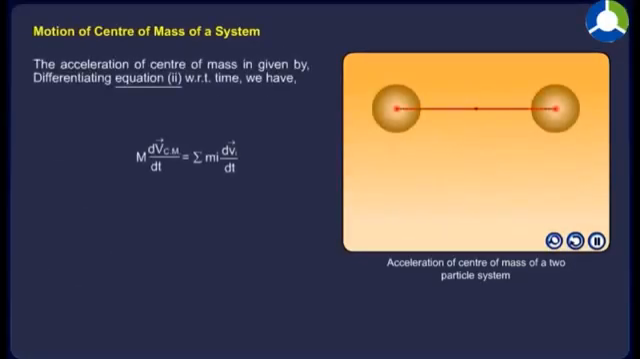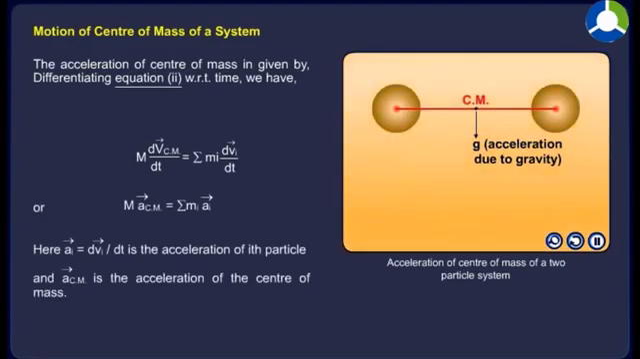The acceleration of the center of mass is given by differentiating equation 2 with respect to time. We have m d vector v_cm/dt = summation of mi d vector vi/dt, or m vector a_cm = summation of mi vector ai. Here, vector ai = d vector vi/dt is the acceleration of the ith particle and vector a_cm is the acceleration of the center of mass.